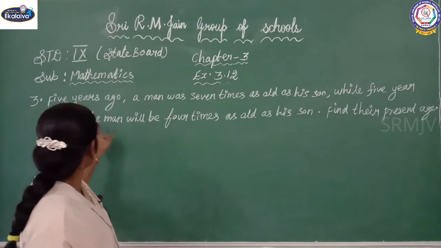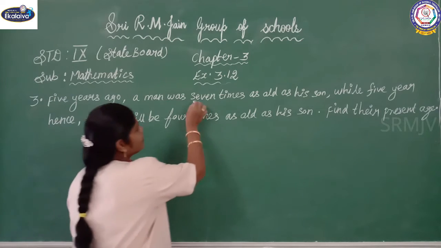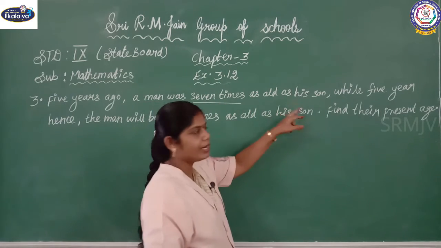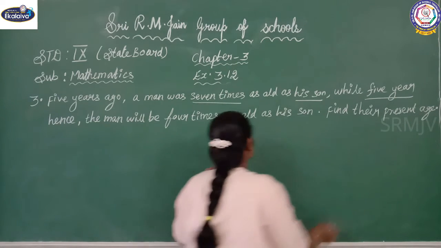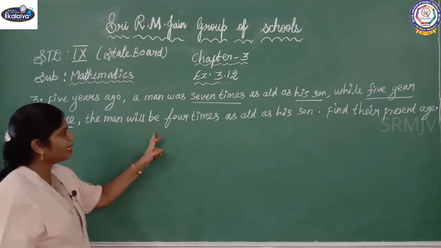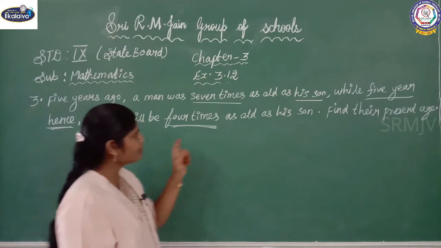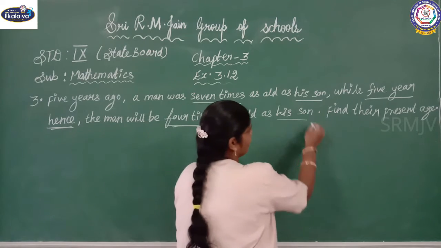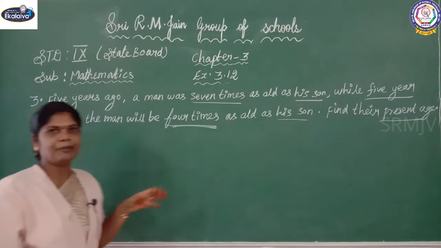See the next one. 5 years ago, a man was 7 times as old as his son, while 5 years hence, the man will be 4 times as old as his son. So find their present age. Okay, this is a very important sum.